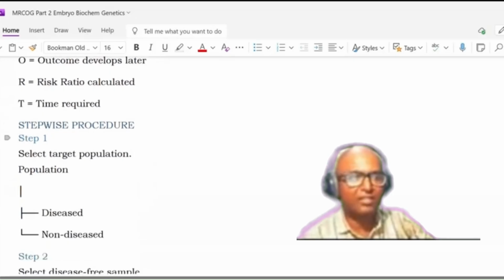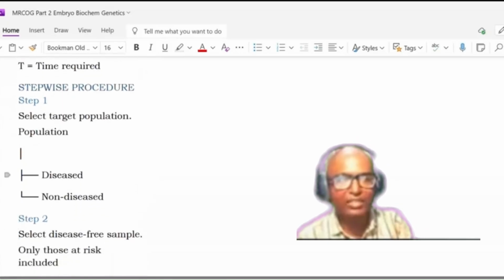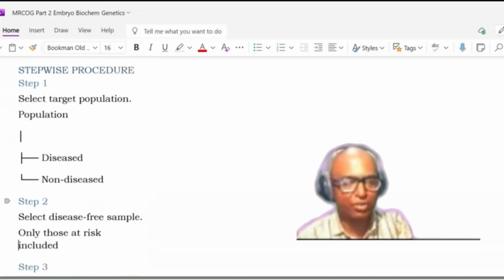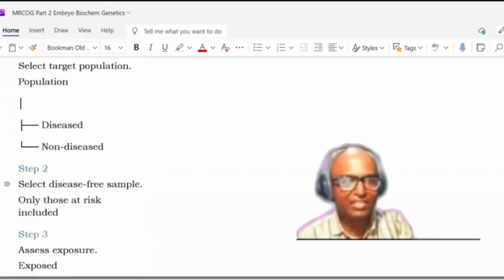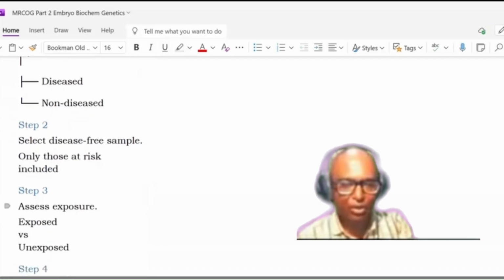So if you see the stepwise approach, you have a target population. The target population may have some disease or non-disease, but your concentration is only on the non-diseased. So you will begin with only disease-free individuals. You will select this as a sample. Non-disease is your sample. Only those at risk will be included. Then assess them for the exposure as exposed and unexposed.